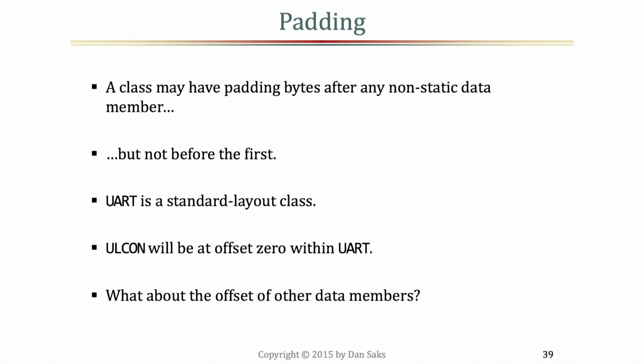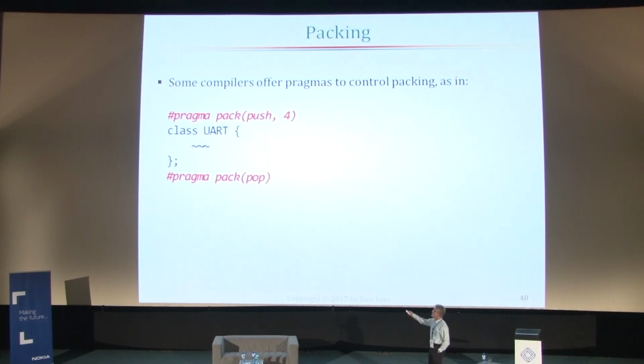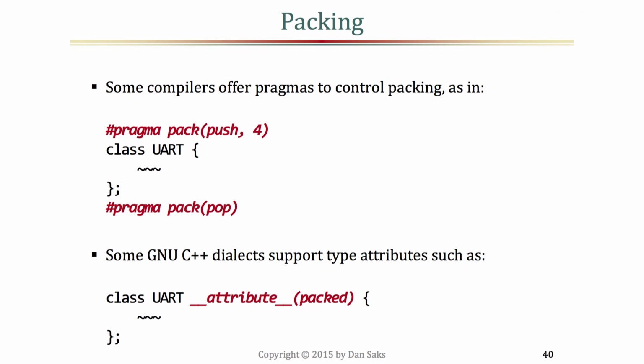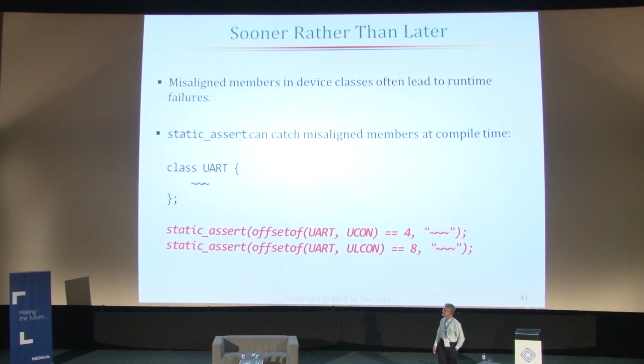So our UART type is a standard layout type. There's a guarantee that that first register, ULCON, will be at offset 0. But what about the other offsets? Well, again, compilers provide some non-standard features to control this stuff. There's one example. Here's another. The GNU compiler has an attribute packed. It's not a pragma. But exactly whether the compiler provides this and exactly the form will vary from platform to platform.